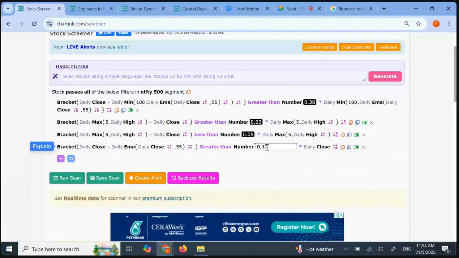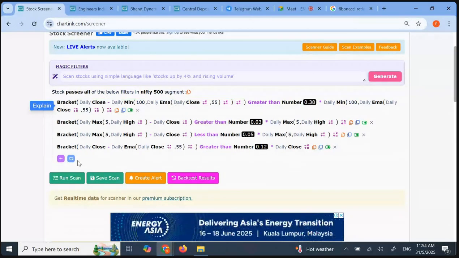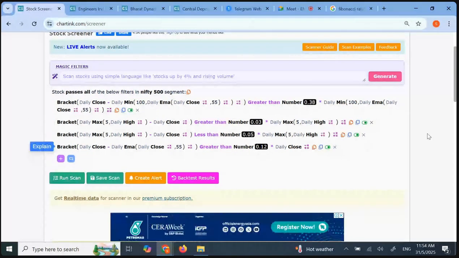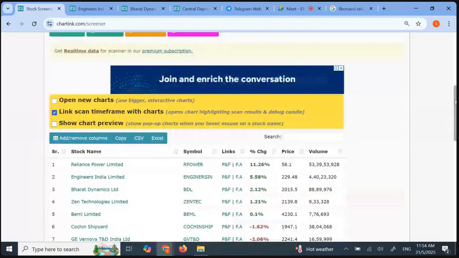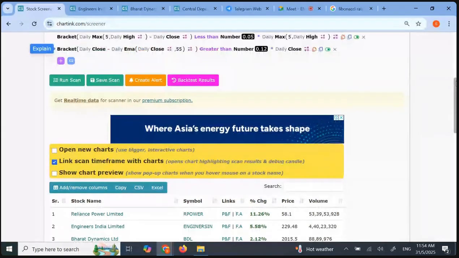So definitely it will take 12%, 15% also. Okay, so let us run these stocks. Let us check if there are any stocks recently. Okay, again all the stocks are there.